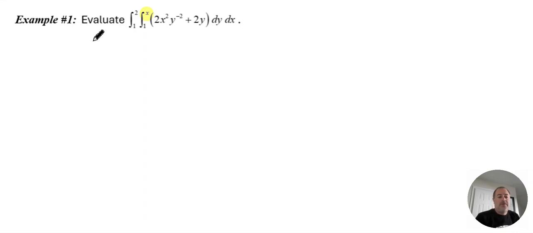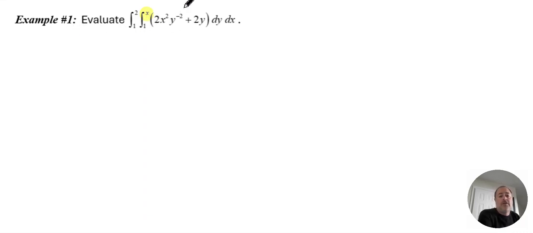Hello guys, welcome back. So today we're going to start looking at double integrals, but this time over non-rectangular regions. One of the big indicators that you're going to be doing this is what I've already highlighted here in the problem: the fact that our bounds for dy are actually functions, y equals x and y equals 1. So you'll see not numbers here, but you'll actually see some kind of functions.